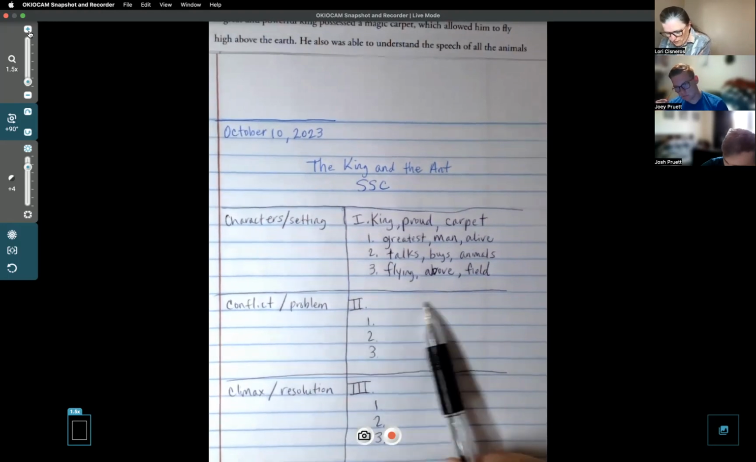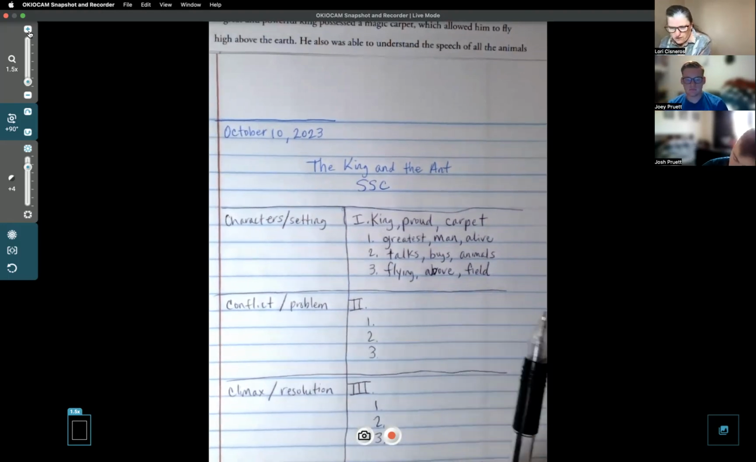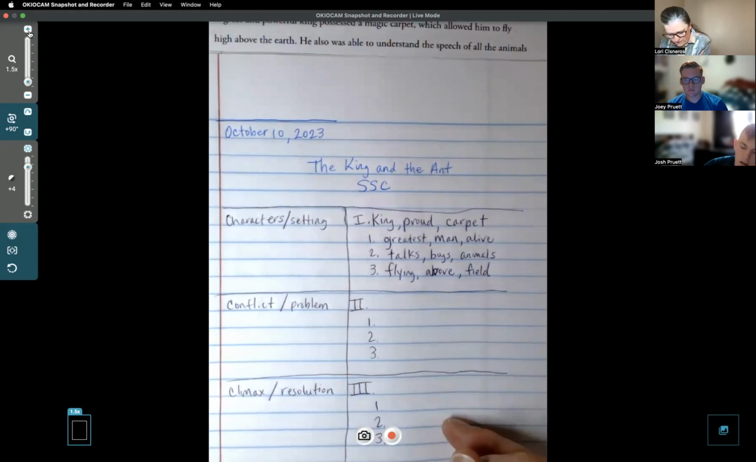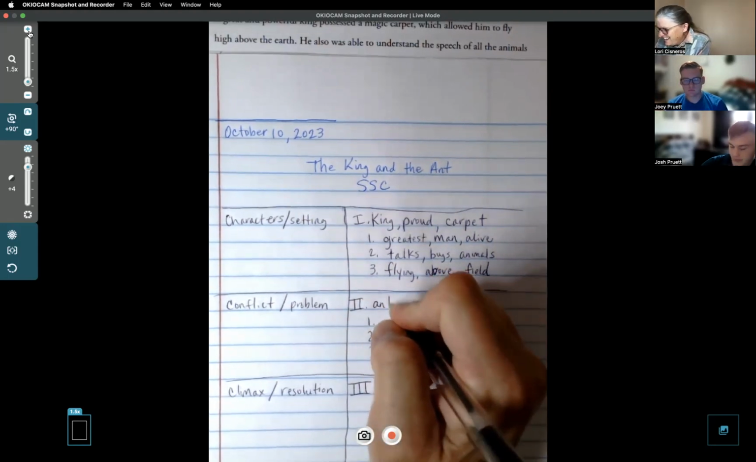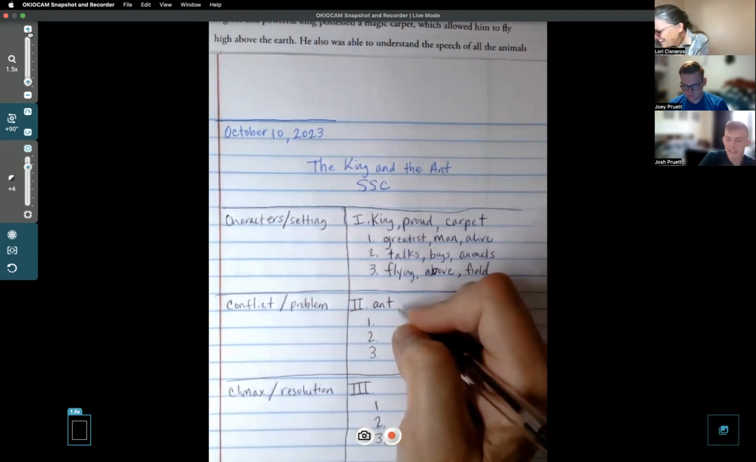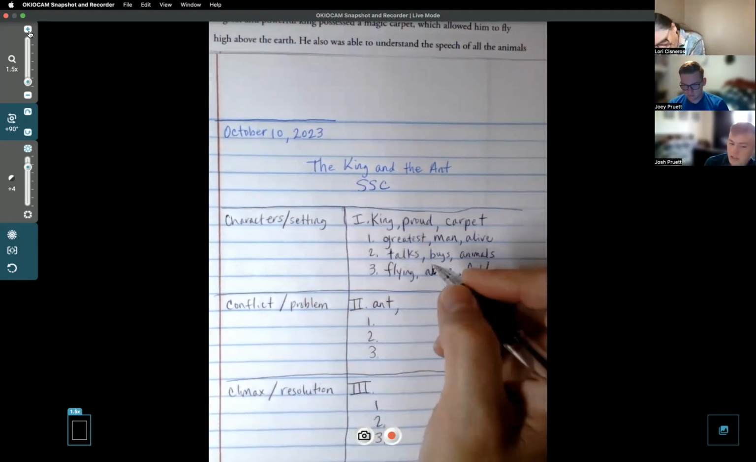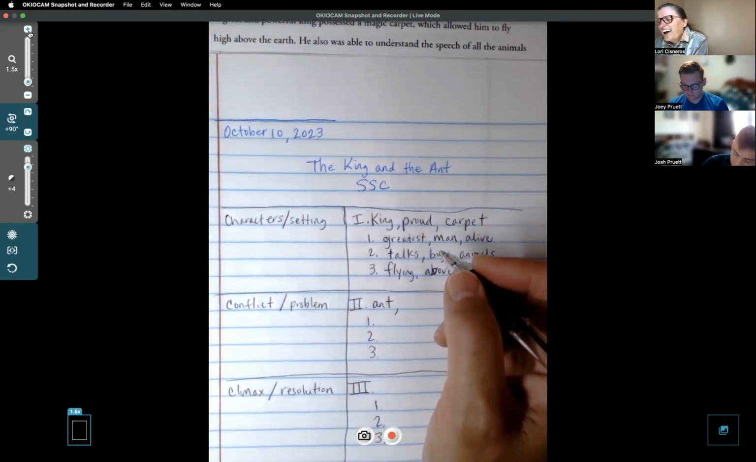And now comes the problem. And what is the problem? The little ant. The little ant is the problem. Little thing he could squish with his fingers.